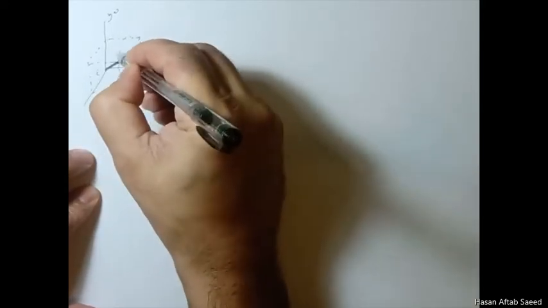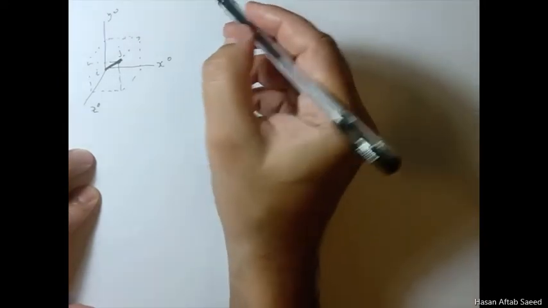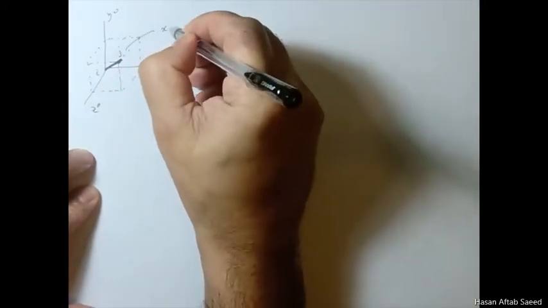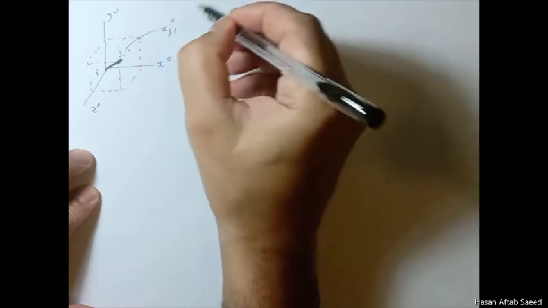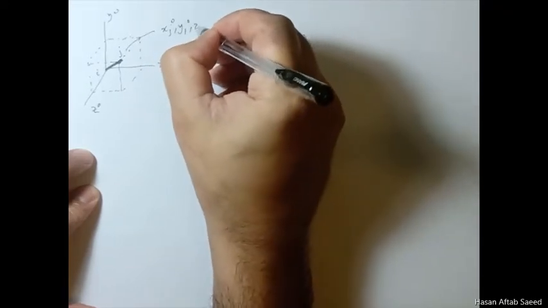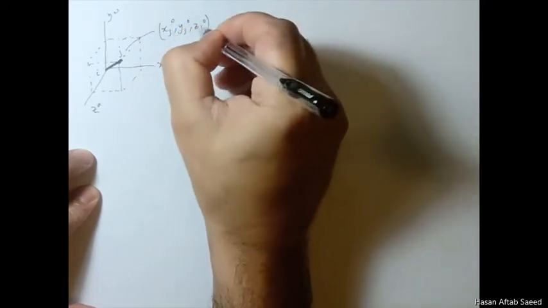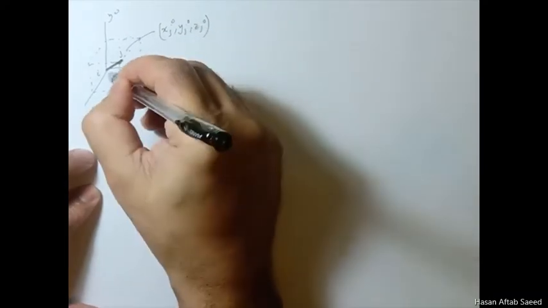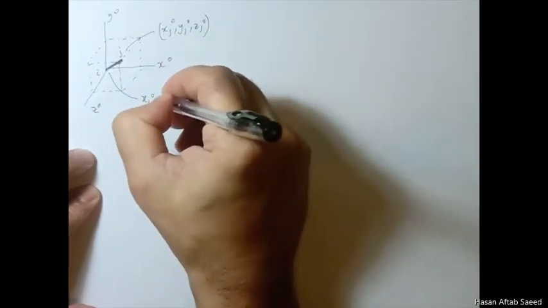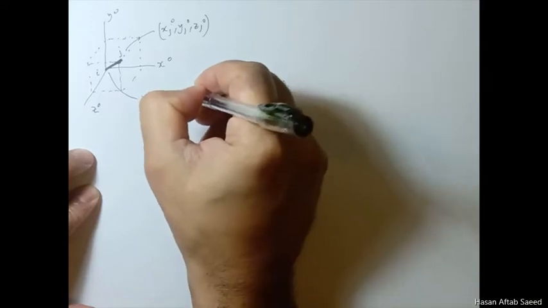Now let's say this is the I node, this is the J node, and the components in the global system will be X J naught, Y J naught, and Z J naught. Here this is a new coordinate because it wasn't there for 2D obviously. Here it is X I naught, Y I naught, Z I naught.